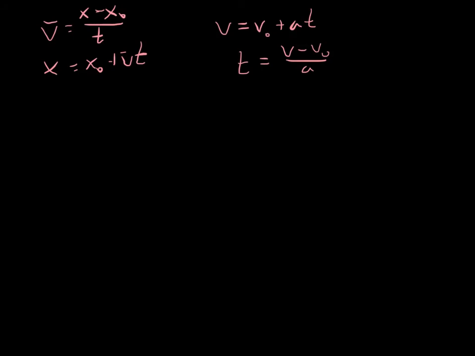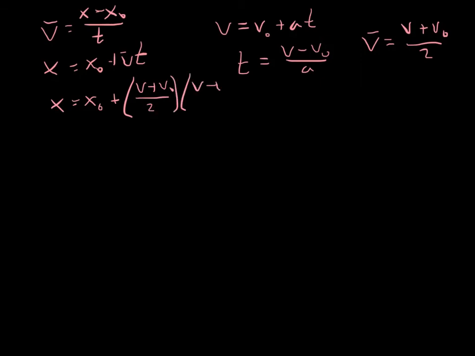You can also recall from our previous equation that we came up with v average equal to v plus v naught divided by 2, so kind of our mathematical average there. And what I'm going to do is take these two equations and substitute them into this one and see what we end up with. So x equals x naught plus my average velocity, which was v plus v naught divided by 2, times my time, which was v minus v naught over a. And so that's kind of a mess, so let's whittle that down a little bit.